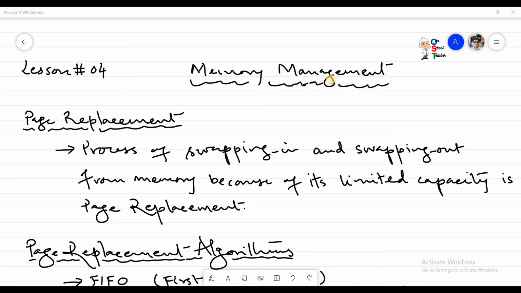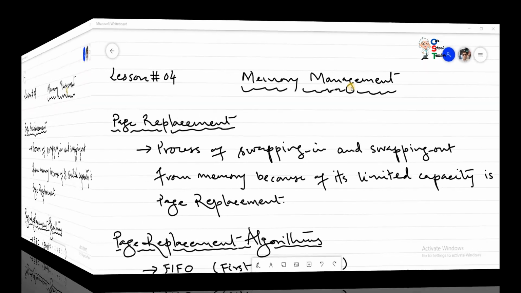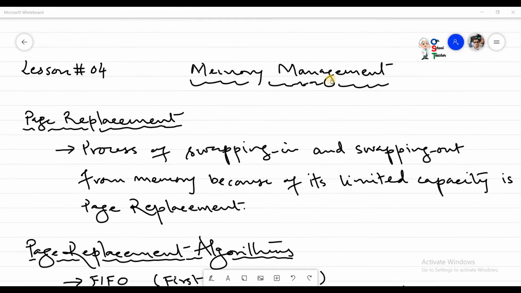Because the size of the memory is limited and only a limited number of frames can be kept in the memory, the frame or page which is not required by the CPU is taken out, and the other page which is required is accommodated at that place. So there should be some algorithm, some procedures, some SOP through which pages are replaced from the memory. Those algorithms we are going to see.